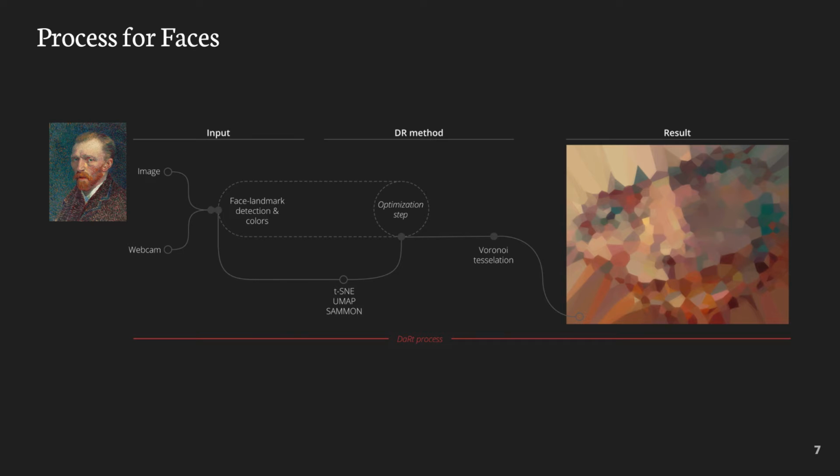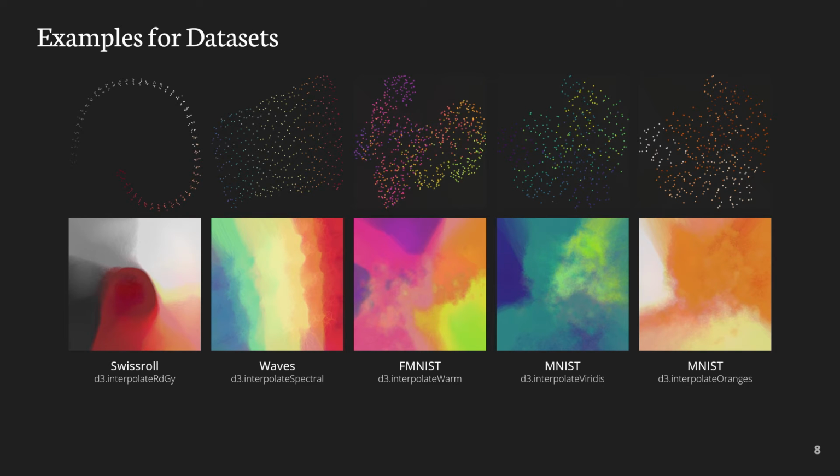If the source is a stream like a webcam input, we need to update the positions of the facial landmarks and thus also the basis on which the DaRt method optimizes. Here are more examples of images generated using DaRt with a scatterplot of the final DaRt result of the respective data on top. They have very different structures and therefore result in different spatial patterns. We use different color scales to show the influence of color choice on the aesthetic.